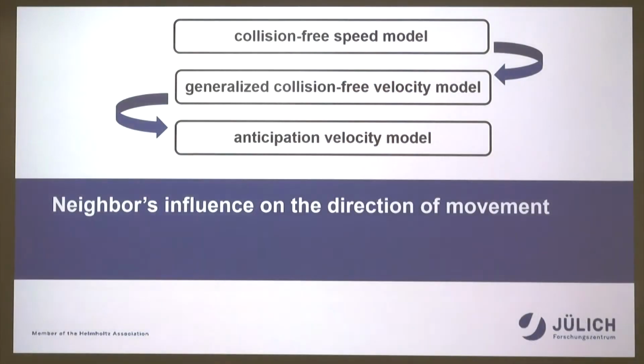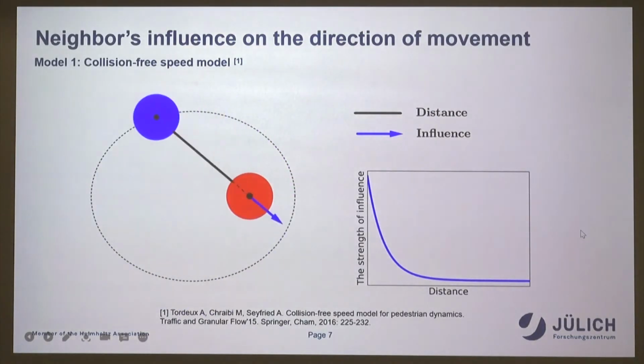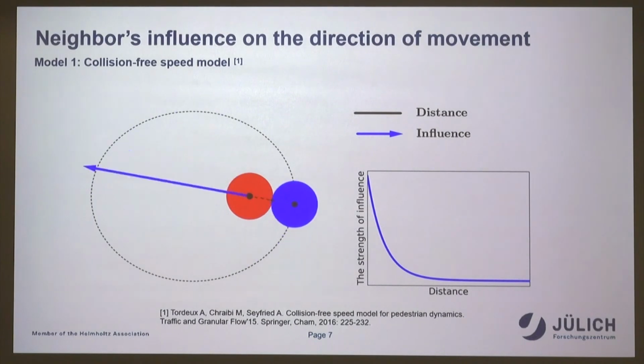Actually, I left a question when I introduced the submodel for direction, because I didn't introduce how to calculate the influence from neighbors. In this talk, I will introduce 3 different methods to calculate the influence from neighbors. These 3 methods are from 3 different models. The first model is called the collision-free speed model.